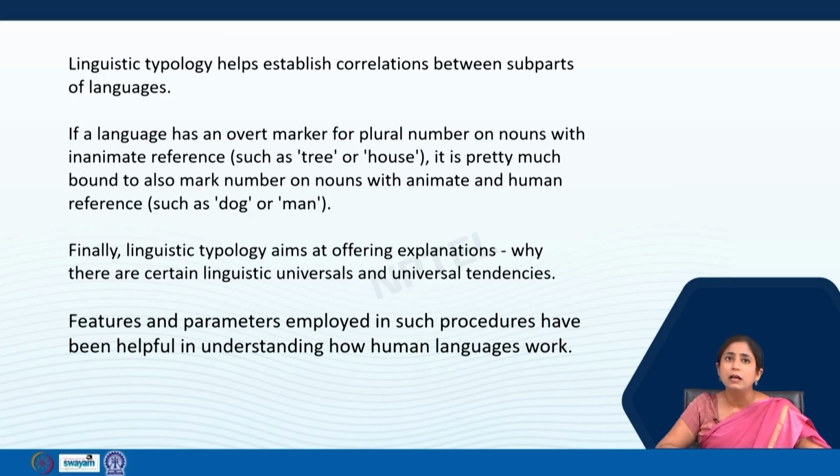Finally, linguistic typology aims at offering explanations why there are certain linguistic universals and certain tendencies. Why is it so that when there are plural markers for inanimate objects in the language, there will also be plural markers for animate objects? Why so? That is also an aim of linguistic typology to explore. Features and parameters employed in such procedures have been helpful in understanding how human languages work. So, basically through that we can know how on the whole languages work.